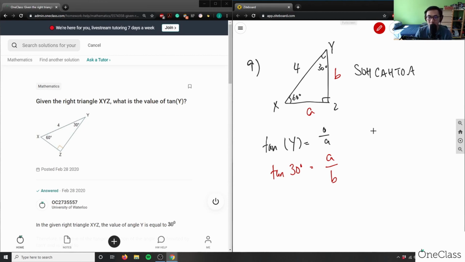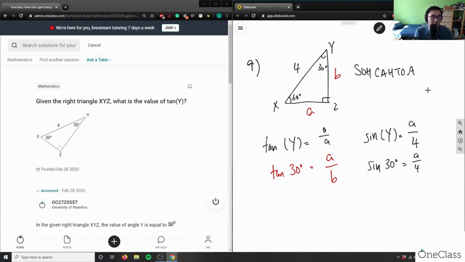I can take another trigonometric ratio and use the hypotenuse to solve for this first. I can pick sine or cosine in this case. I'll pick sine. So sine of Y equals the opposite, which is A here, over our hypotenuse, which is 4. Opposite over hypotenuse is A over 4, so sine 30 degrees equals A over 4.